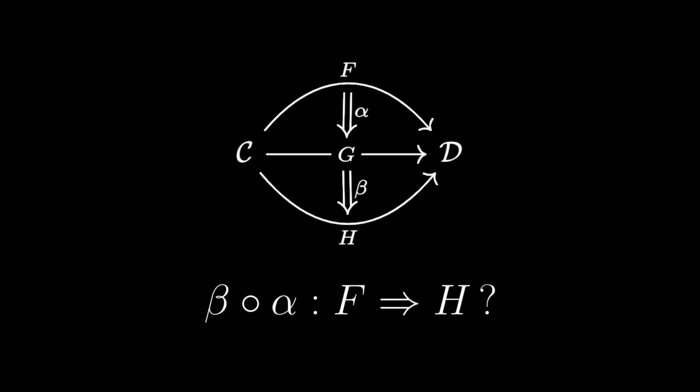Such a composition of natural transformations is called a vertical composition. There's also a notion of horizontal composition, but it's not super relevant to the construction we're leading up to, so we'll leave it out.